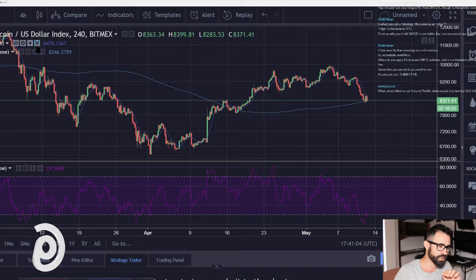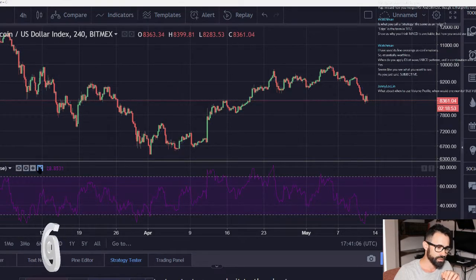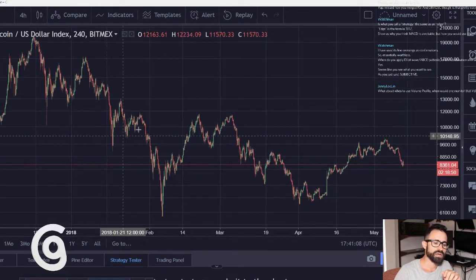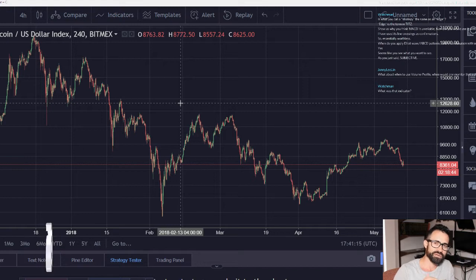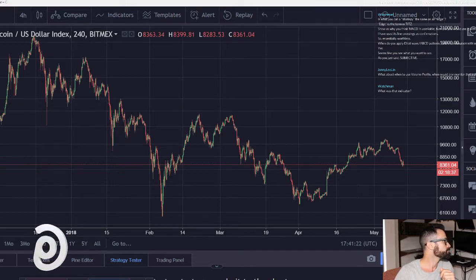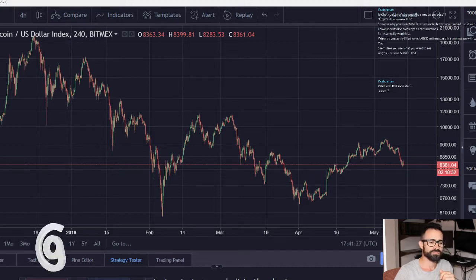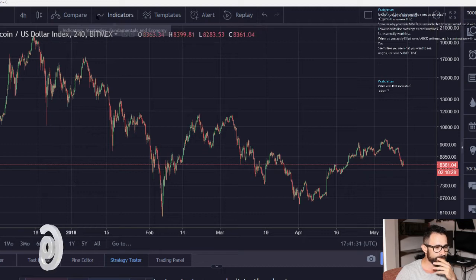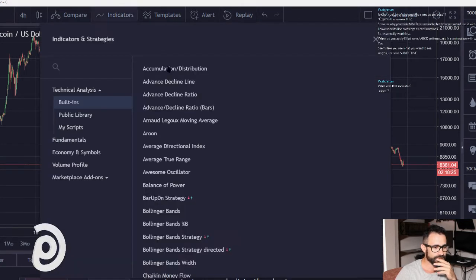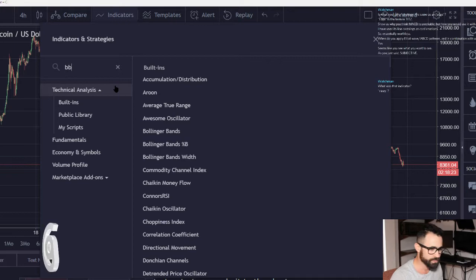I'm going to clear this out. We're going to add a VPVR and some Bollinger Bands to see how those 2, 3 standard deviations along with volume profile can give us an entry signal or a suggested support resistance area. That's the TD sequential, the TradingView sequential. I'll add that in at the end. So we're going to start with BB, which is Bollinger Bands.